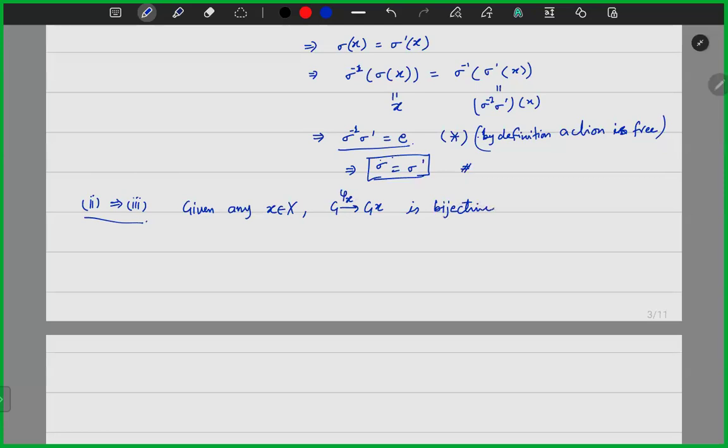Okay. Again, we have to show. First of all, what is this map? X is fixed. Let x belonging to X be fixed.